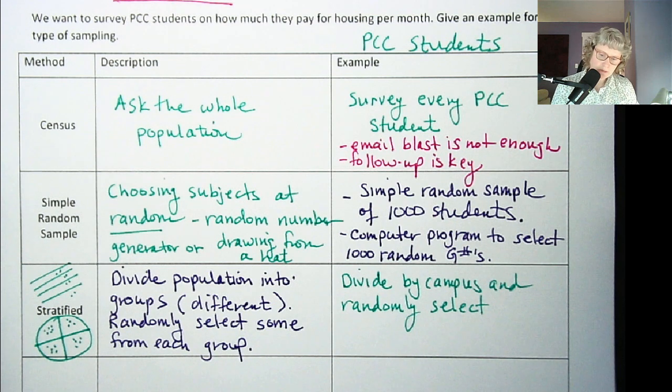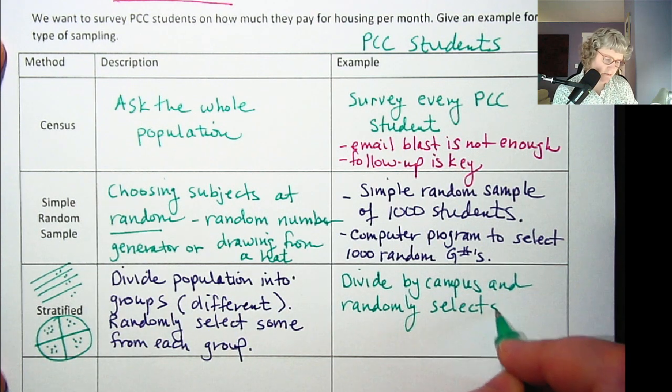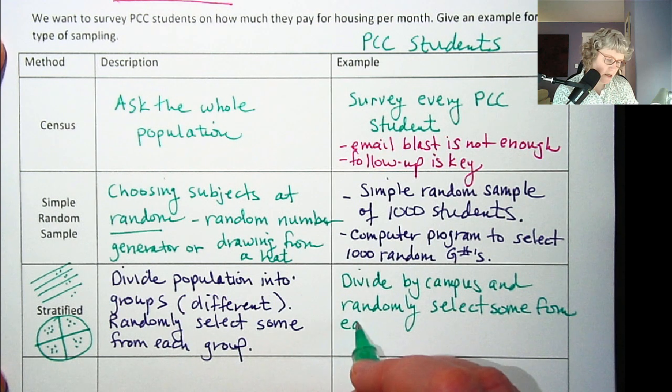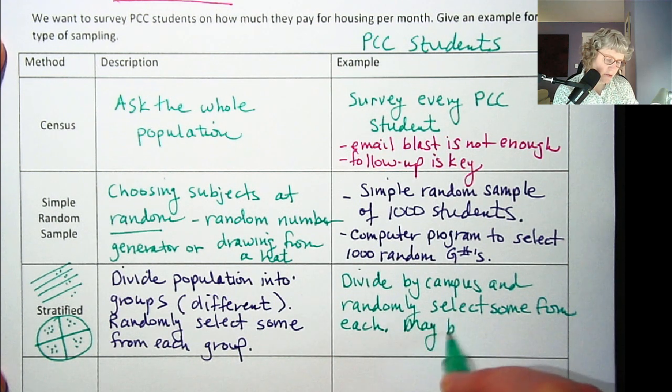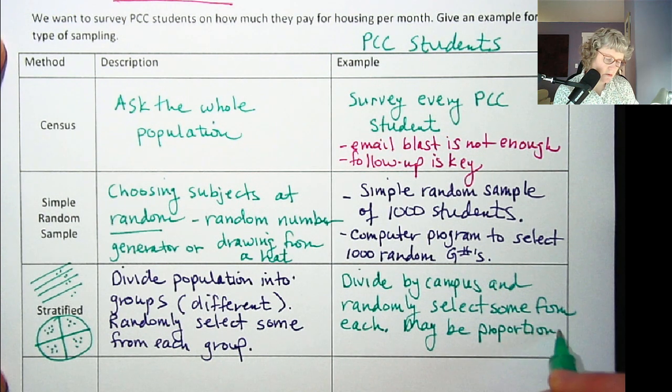So that's another way, it can be proportional to the size of the group. So I'm going to write randomly select some from each, then I'm going to say maybe proportional to the size of the group.